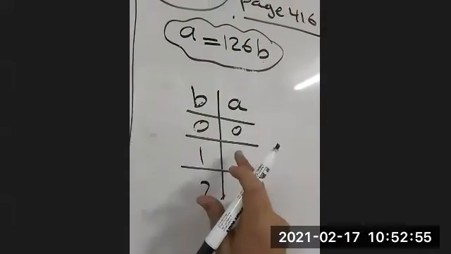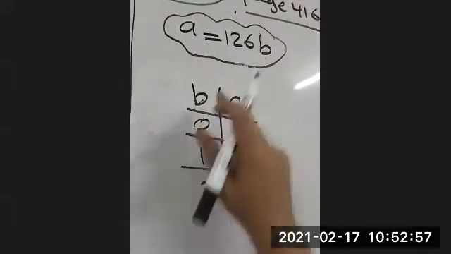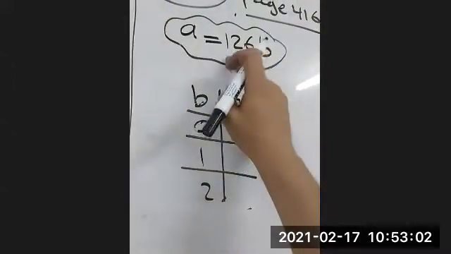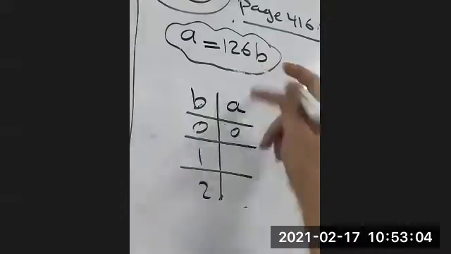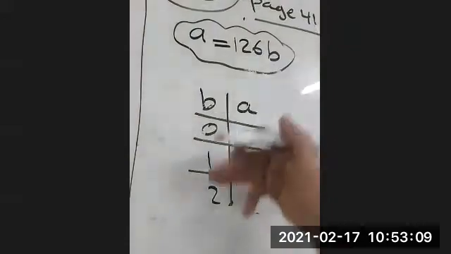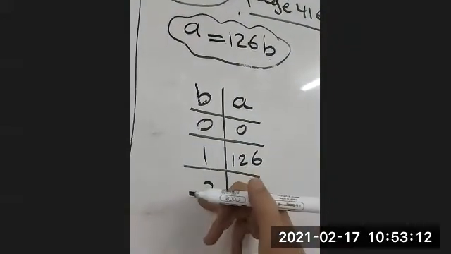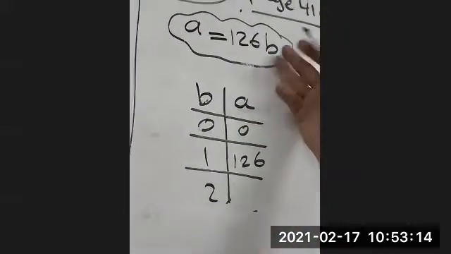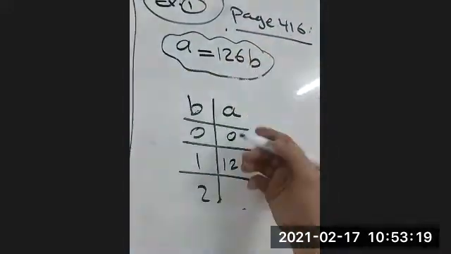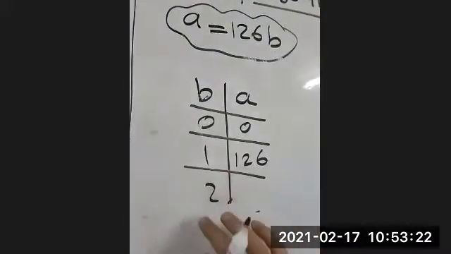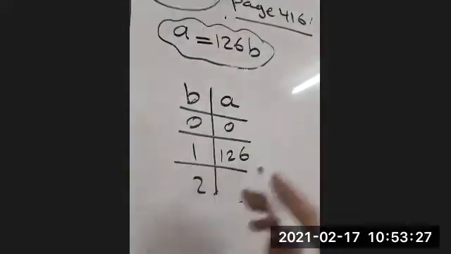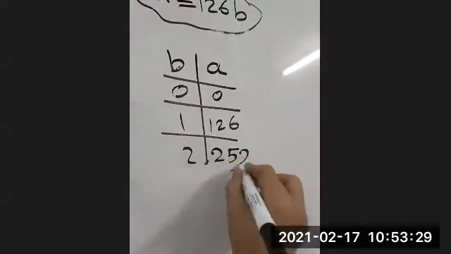Now to fill the next row, you will go to the formula also and replace B by 1. It will be 126 multiplied by 1, which is 126. Now to find the value of A if B equals 2, you will go to the formula also. This is our key, the important thing in this question. Replace B by 2. 126 multiplied by 2, if you calculate, is 252.